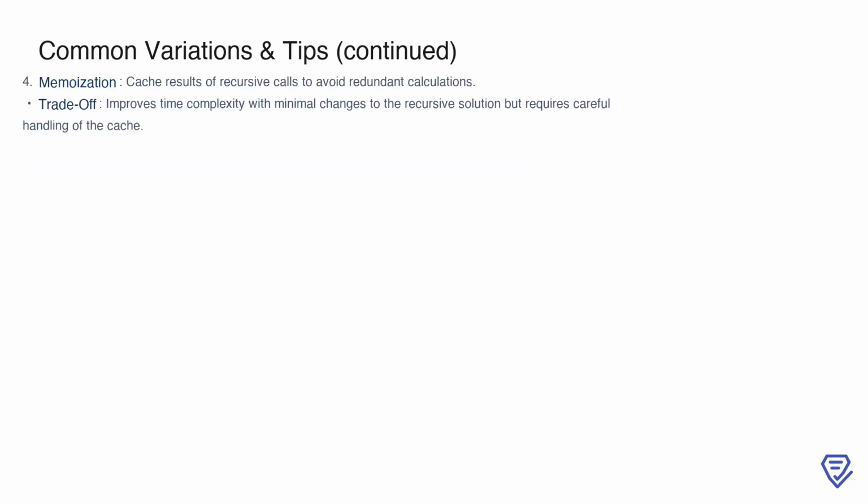Finally, let's discuss memoization, which is another powerful optimization technique. By caching the results of recursive calls, you can avoid recalculating the same state multiple times, which drastically improves time complexity. Memoization is particularly useful because it requires minimal changes to your existing recursive solution, making it a relatively easy optimization to implement.